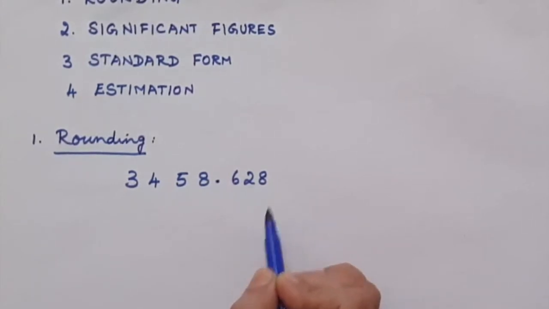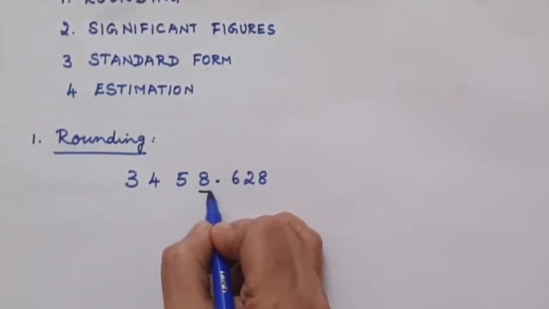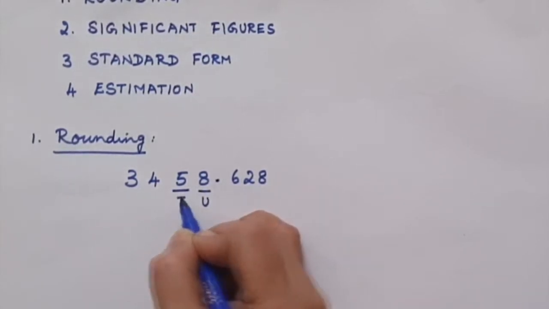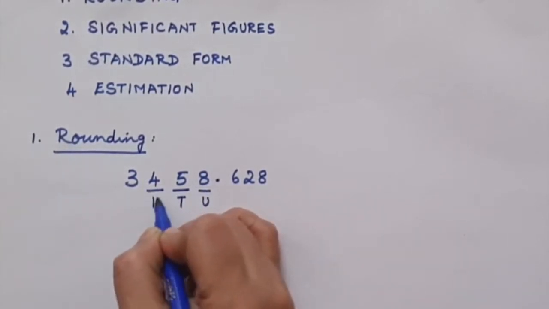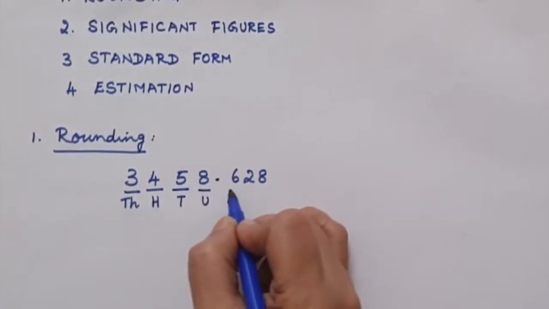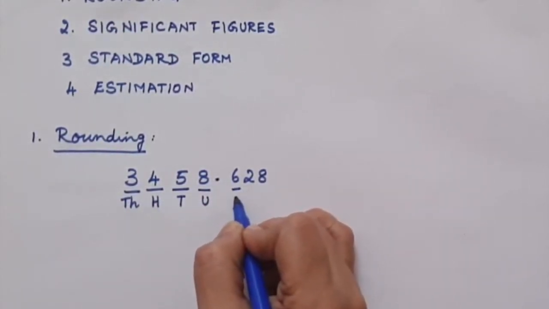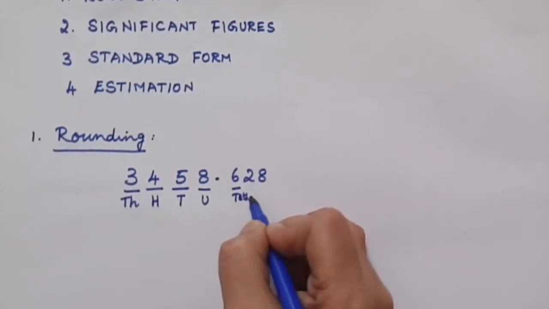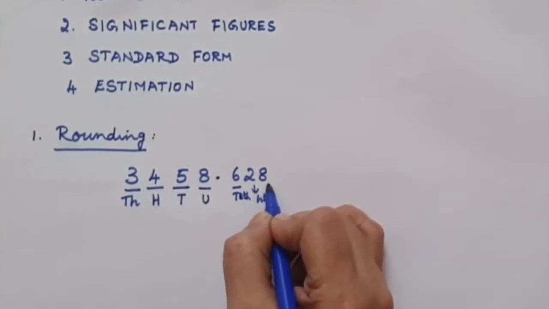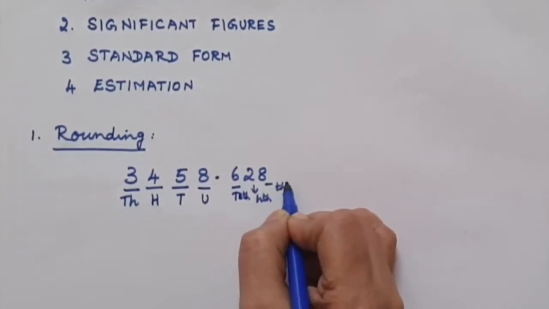3458.628. If you are given this number, this 8 is in the units place, 5 is in the tens place, 4 is in the hundreds place, and 3 is in the thousands place. In the same way, this 6 is in the tenths place, this is in the hundredths place, and this is in the thousandths place.